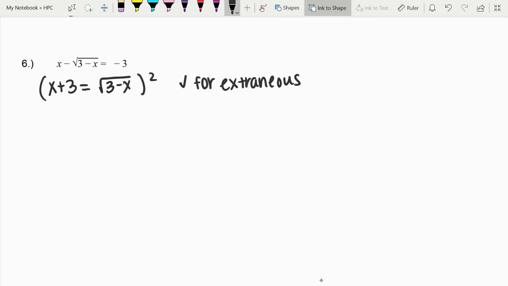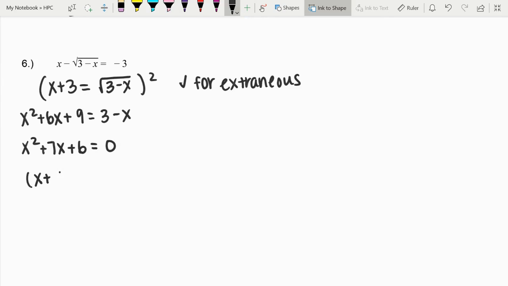Okay, so if I square both sides, I have x squared plus 6x plus 9 is equal to 3 minus x. Let's move everything over to one side so it's equal to 0. So I'm going to have x squared plus 7x plus 6 is equal to 0. We can factor this, so I have x plus 1 times x plus 6 is equal to 0. So x equals negative 1 or negative 6. But let's just make sure and check for our extraneous solutions.